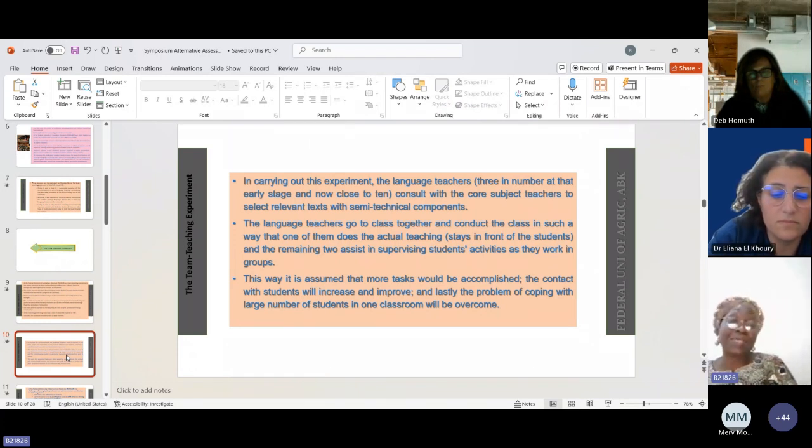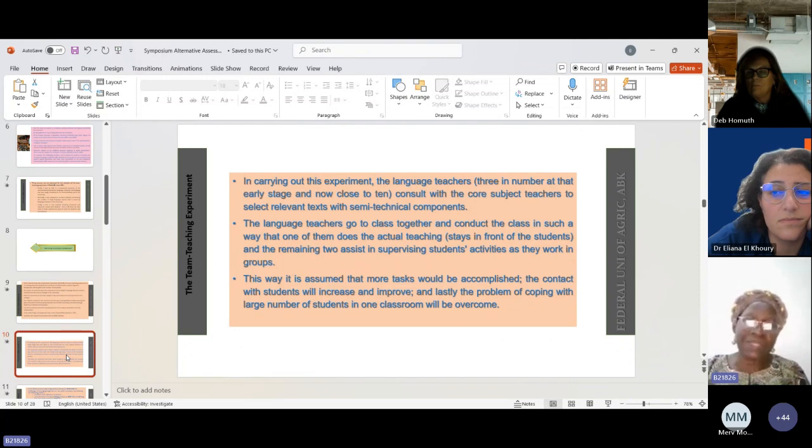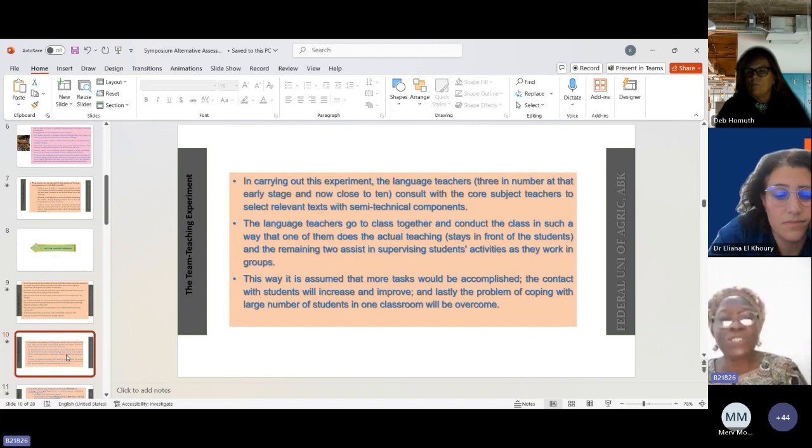So the language teachers go to class together, and we conduct the class in such a way that one of the teachers does the actual teaching, and then the other is assisting, like I said earlier on. This way, it is assumed that more tasks would be accomplished, the contact with students will increase and improve, and lastly, the problem of coping with a large number of students in one classroom would be overcome.